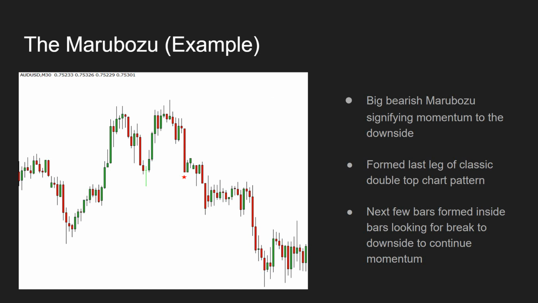Now, when I look at this particular piece of price action on the Aussie dollar 30-minute chart, what you can see here is you've got a classic double top, which you can see over here. And this Marubozu formed to create the last leg of the double top. So not only have you got a bearish Marubozu, but you've also got a double top, which the Marubozu completed the formation of. And then when you try to include other elements of price action in there, you can see that the bar after the Marubozu formed an inside bar.